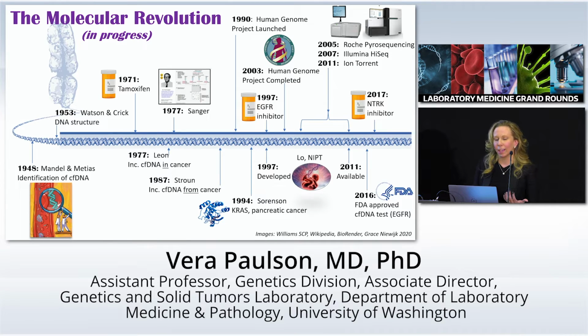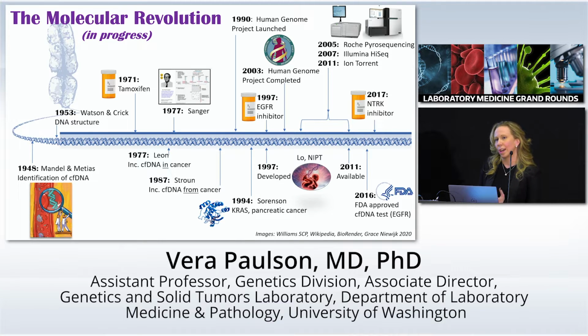This timeline highlights advances in cell-free DNA against important benchmarks in the molecular revolution. It was first identified in 1948 by Mandel and Metais, and it would take about 30 years for them to understand that this was actually an analyte that was increased in cancer, and another decade after that before they understood the increase was actually from cancer.